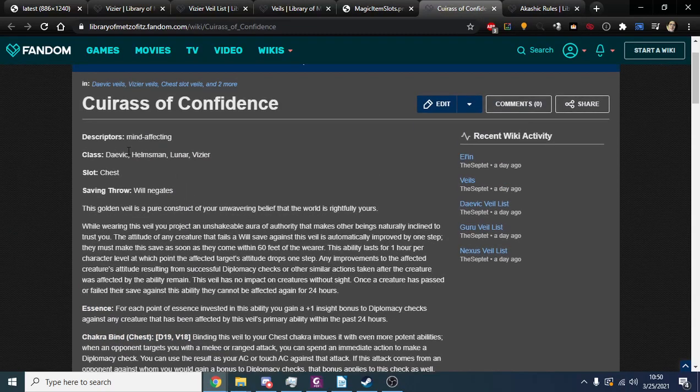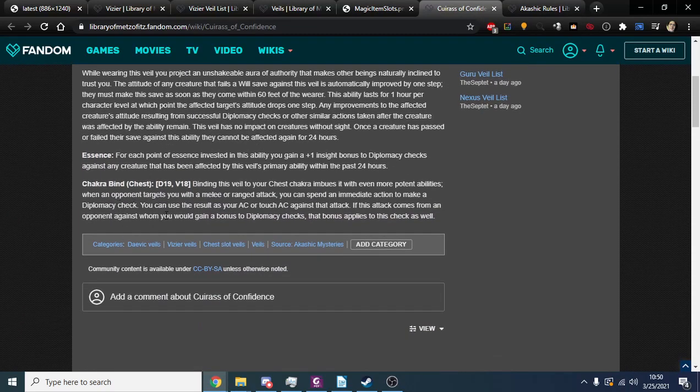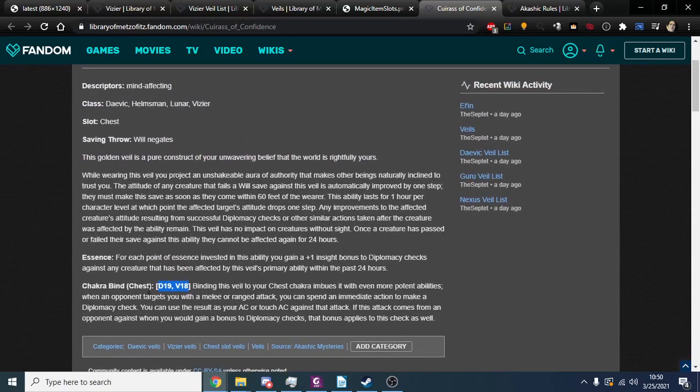Anyway, and finally we have the Chakra Bind section. So if a veil has more than one slot, it is going to have more than one bind. You can see here this is the chakra bind for chest because it's a chest slot veil. This right here is just bind reminder text. So it tells you that the Daevic gets the chest bind at 19th level while the Vizier gets it at 18th level. So a chest bind is a very high level ability and it's equivalent to about a 7th, maybe 8th level spell, generally speaking.